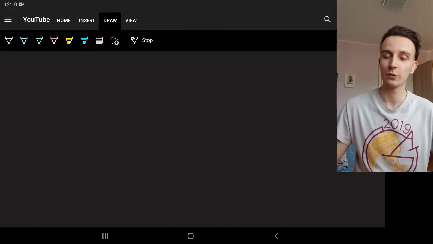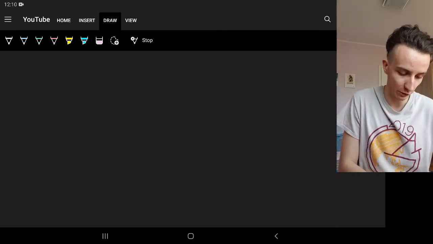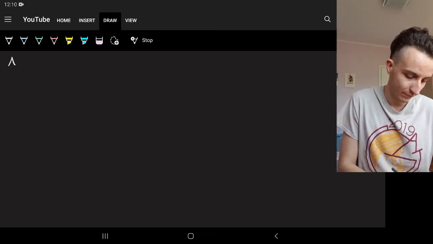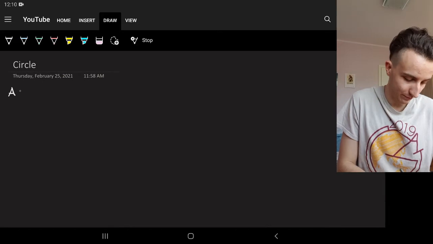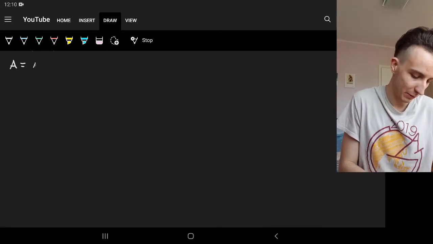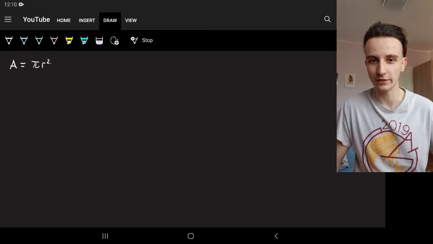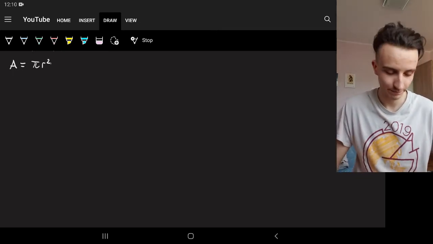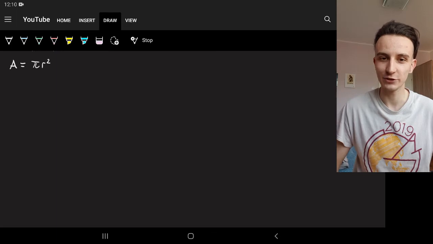Today we're going to derive the area of a circle. Now we do know that the area of the circle is supposed to be pi r squared, where r is the radius of the circle. But let's see if that's true.